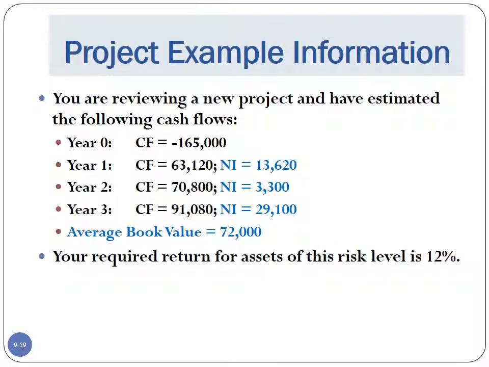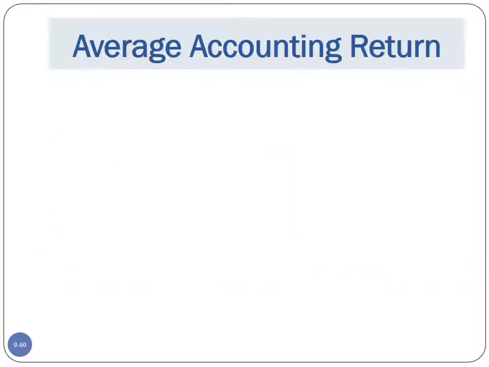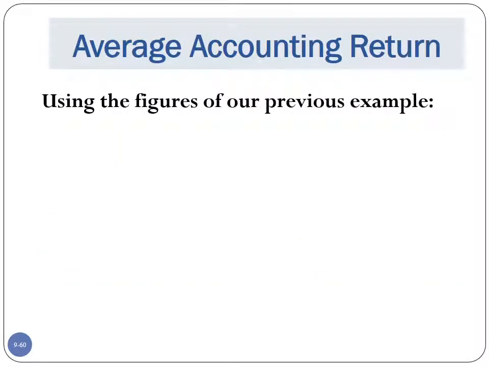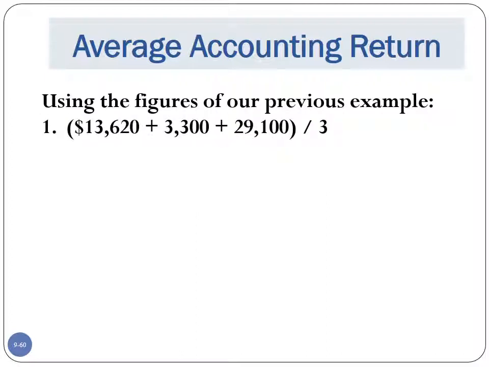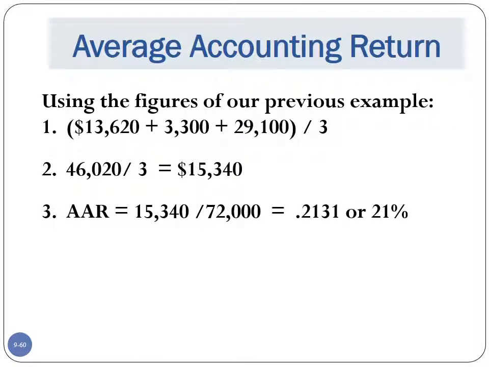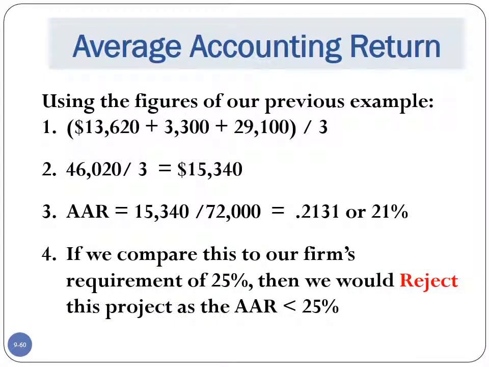So we take into account the value of the project. Let's take a look at our example again. We have a new project. We have estimated the following cash flows. This is the same example as we did. Using the figures of our previous example, we come up with an average accounting return of about 21%. If we compare this to our firm's requirement of 25%, we would then reject this project, as the average accounting return is less than 25%.